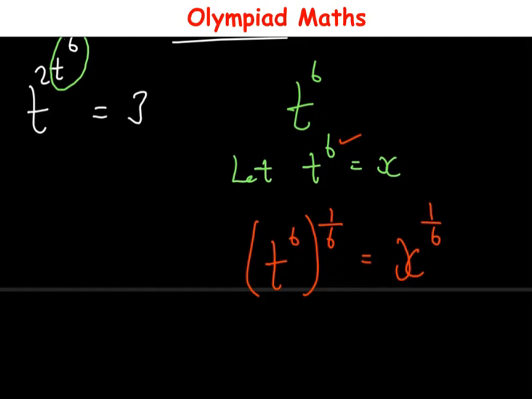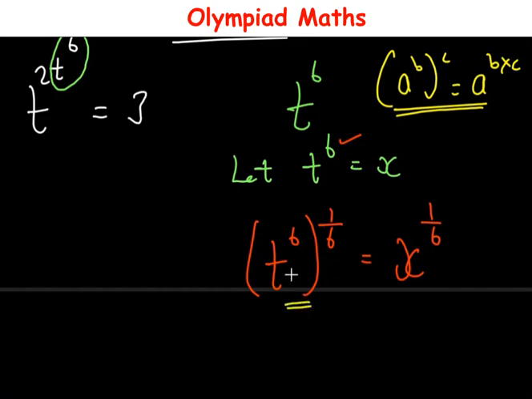And then, applying this principle of indices, that if you have, in brackets, a raised to power b whole power of c, this equals a raised to power b times c. Applying this principle here, it becomes t raised to power 6 times 1, that becomes 6 over 6, is equal to x raised to power 1 over 6.